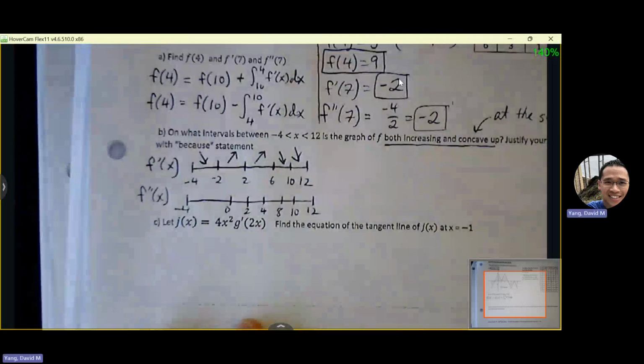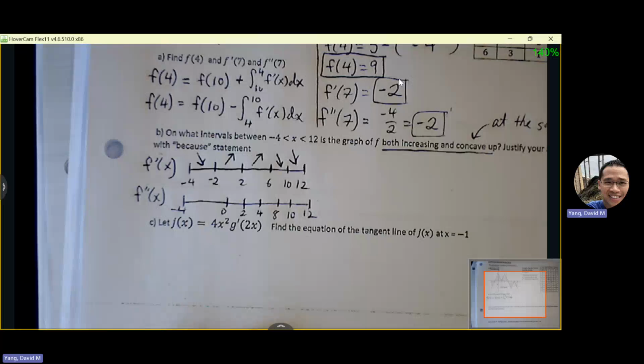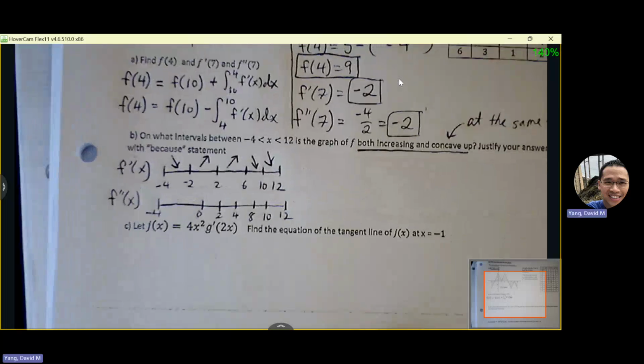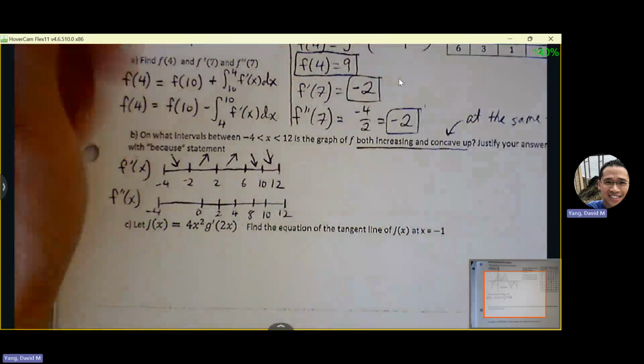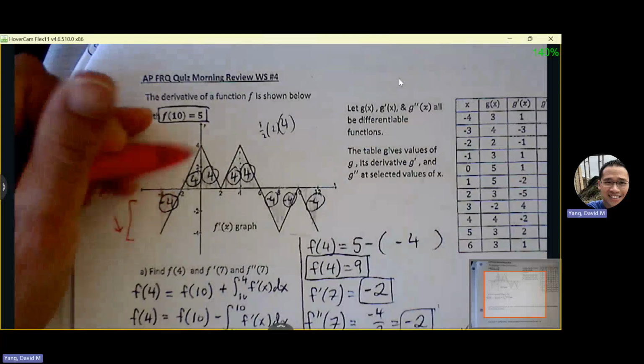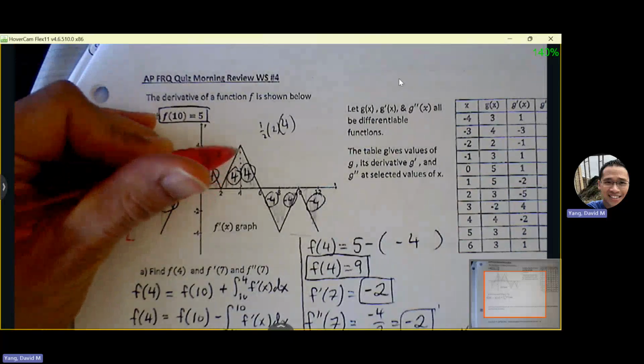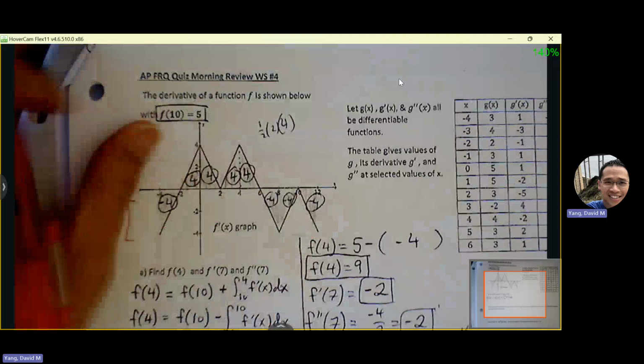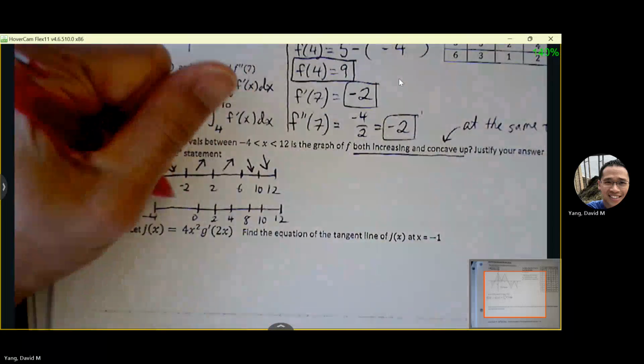I'm trying to line it up with my table with my sign line above, so it's easier for me to spot where behaviors are occurring at the same time. So we start off with a positive slope, right? So positive slope on the F prime graph indicates concave up. So concave up, concave down, concave up, concave down, concave up, concave down. Just going to keep alternating here.